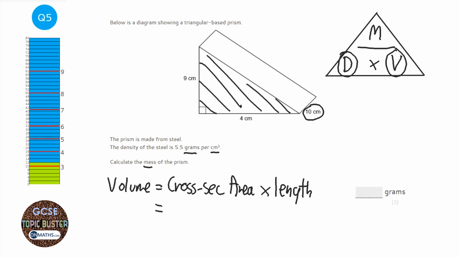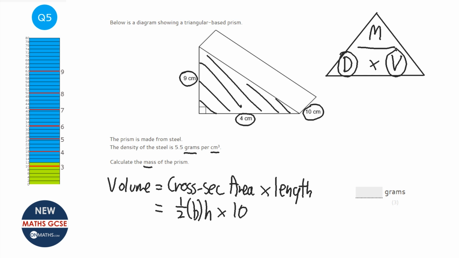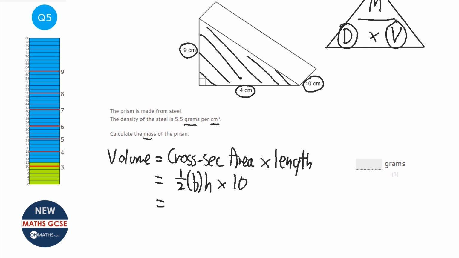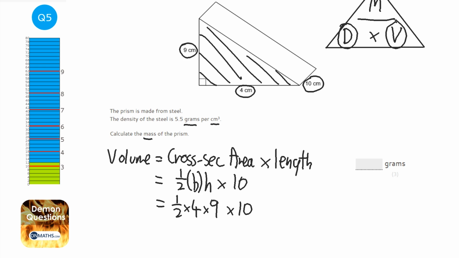So it's the area of the triangle. We've got the base, which is 4, and the height, which is 9. So it's half times base times height, and then we're going to times it by the length, which is 10. So what have we got? The base, which is 4, so it's half times 4 times the height, which is 9 times 10.